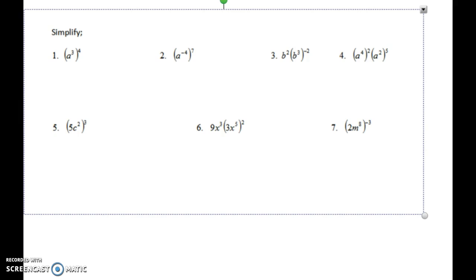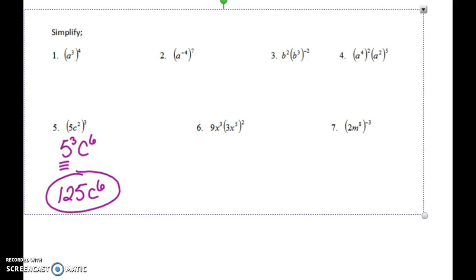I want to look at number 5, because 5 has a number in it besides just variables. Since 5c squared is in parentheses, that means that everything in there is attached to that 3 exponent. So this is actually 5 to the 3rd, c to the 6th, because I do 2 times 3. And then since I'm simplifying, I'm going to go ahead and multiply this out. So 5 to the 3rd equals 5 times 5 times 5, so 125. C to the 6th is my final answer.